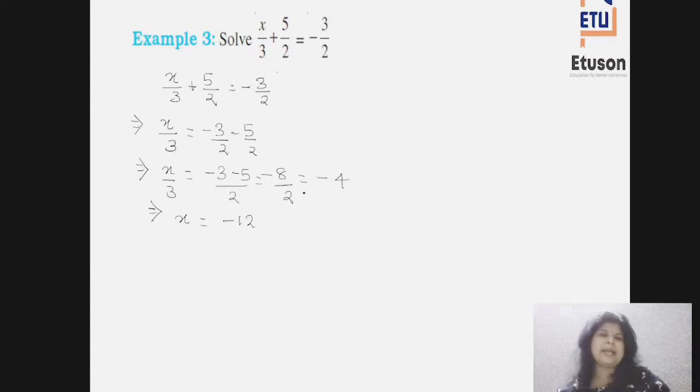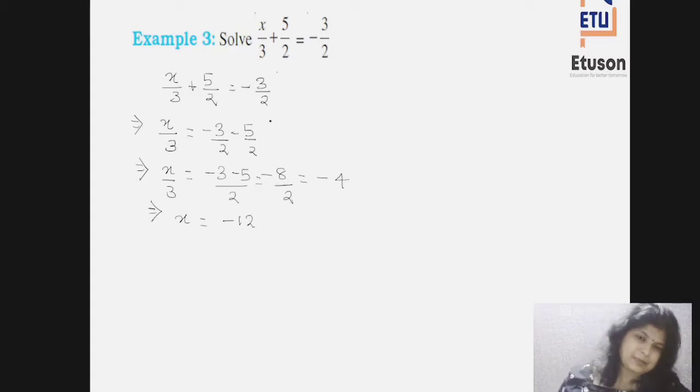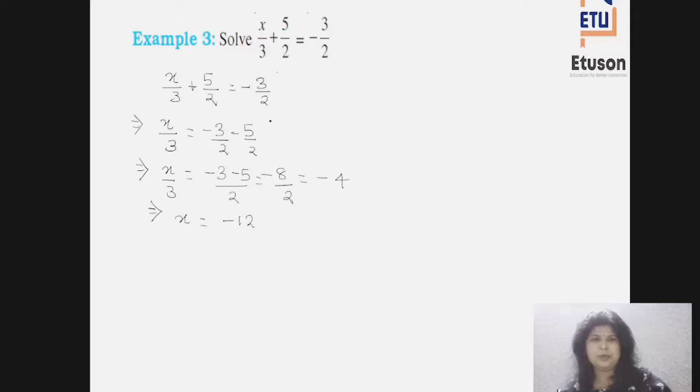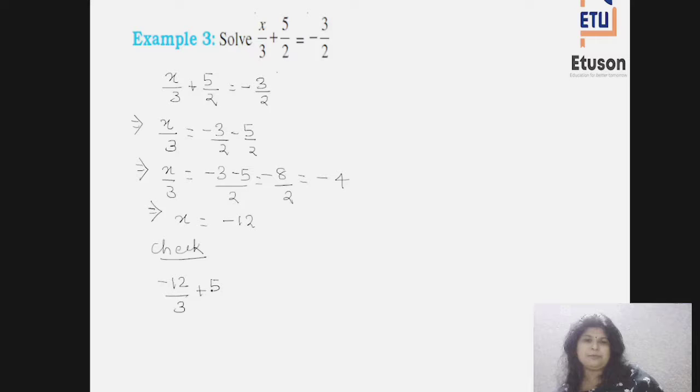If you want to check, definitely you can check by putting x is equal to minus 12. You want me to check it? So let us check. I am putting x is equal to minus 12. So minus 12 divided by 3 plus 5 by 2, as you have x by 3 plus 5 by 2. Okay, so minus 12 by 3 कितना होता है? It is minus 4 plus 5 by 2.